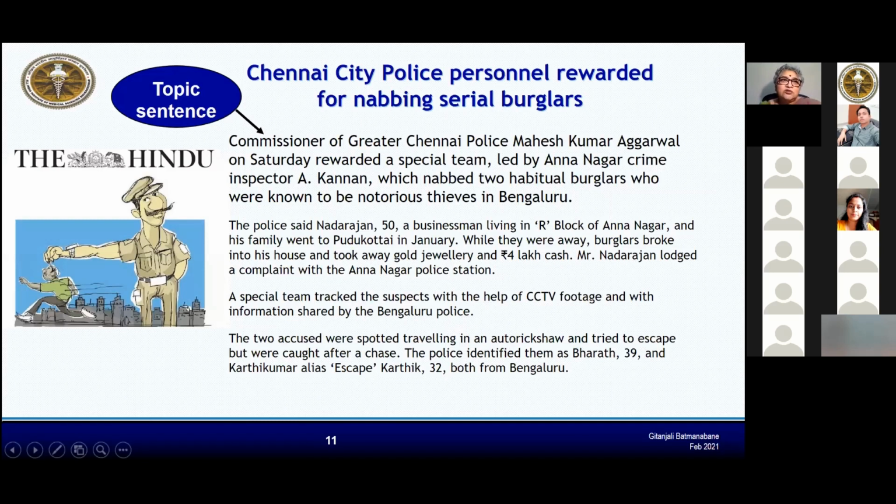Just take any newspaper, you will find that many of the articles, if there is an article with 2 or 3 paragraphs, it will always start with a topic sentence. So that is a topic sentence. This is just to explain what is meant by a topic sentence, which you need to start your introduction with. Okay, so that's the first element.